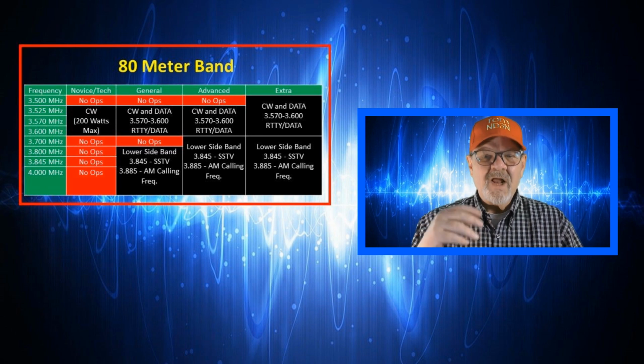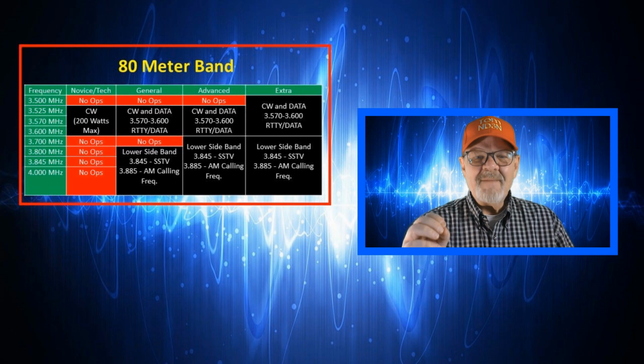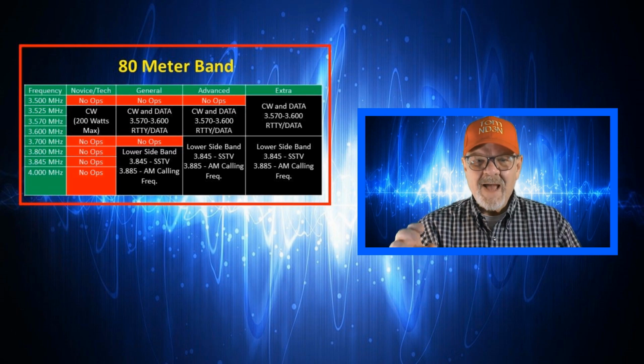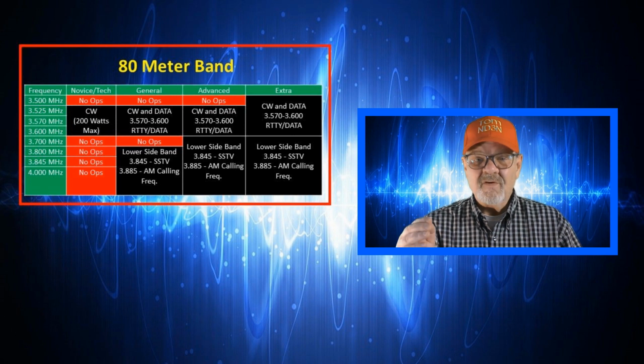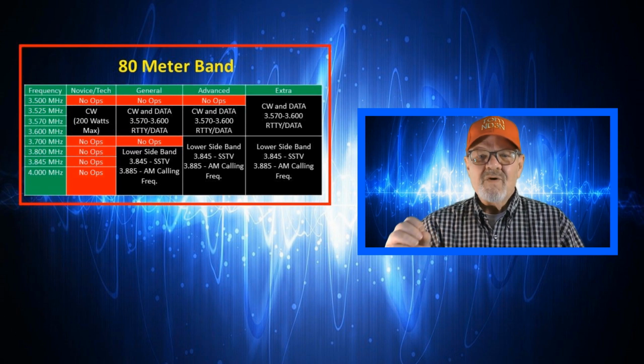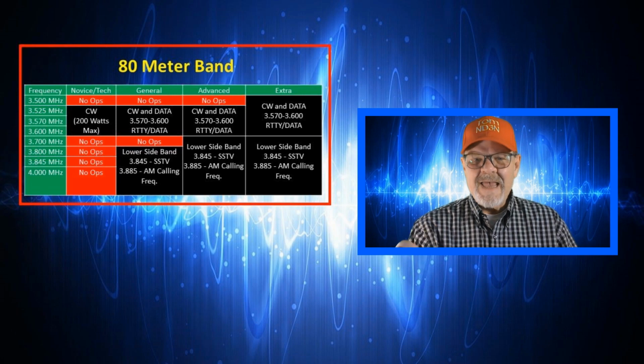Within these bands and following your license restrictions, 3.57 to 3.6 are allocated for RTTY and data, 3.845 is allocated for slow scan TV, and 3.885 is the AM calling frequency. You'll find that the longer wavelengths of the 160 meter and 80 meter bands will work best during the nighttime hours. This is because longer wavelengths are absorbed by the ionospheric D layer that is prevalent during daylight hours.